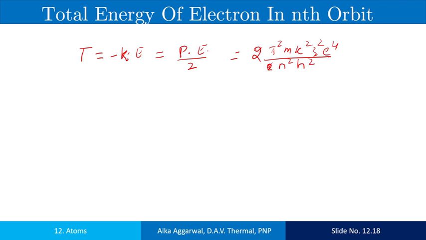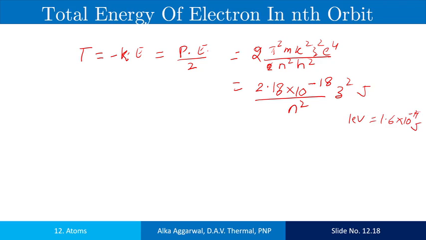When we put the values of the constants, it is observed to be minus 2.18 into 10 to the power minus 18 upon n square into z square joules. As you know, 1 electron volt equals 1.6 into 10 to the power minus 19 joule. So it is equal to minus 13.6 z square upon n square electron volt.